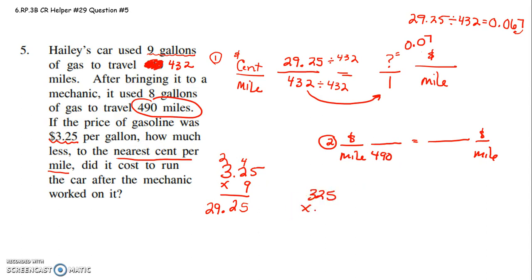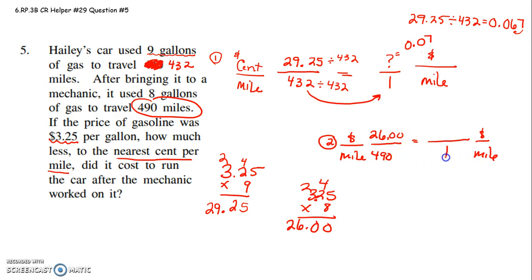3.25 times 8. 8 times 5 is 40. 8 times 2 is 16, and 4 more is 20. Put down a 0, carry a 2. 8 times 3 is 24, and 2 more is 26. So that means they had to spend now just $26 to travel 490 miles.